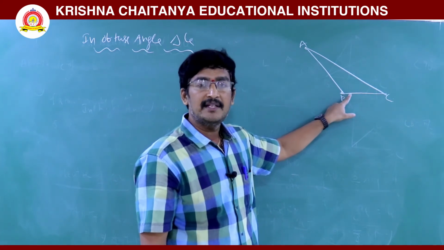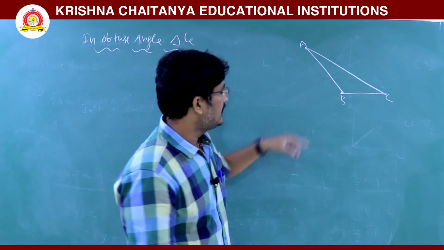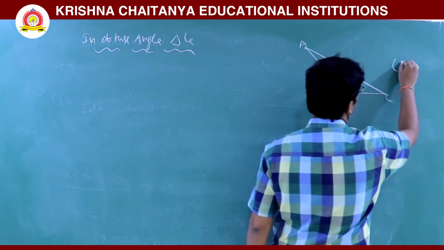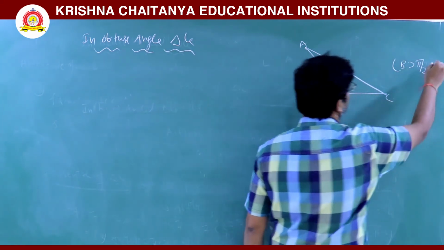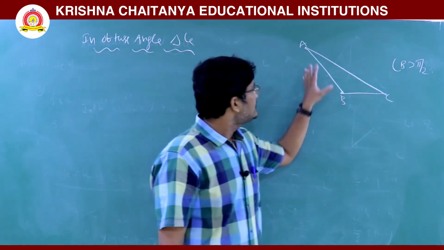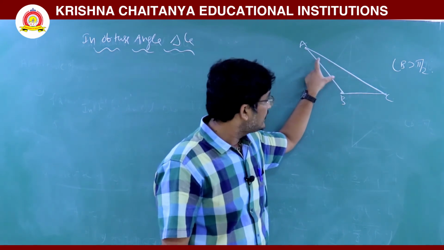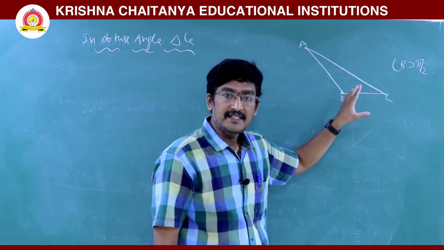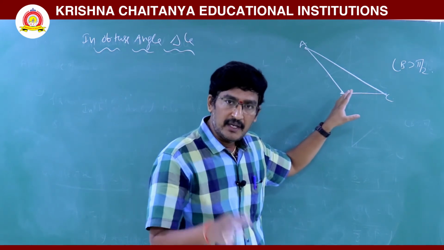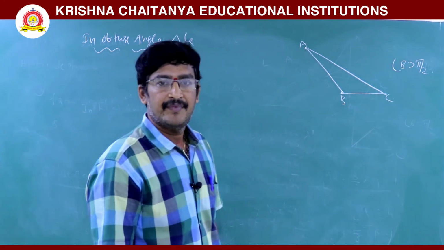So it is an obtuse angle triangle, because here angle B is greater than pi by 2. Pi by 2 means 90 degrees, pi by 2 radians. So what is the orthocenter of the triangle ABC? That means where is the orthocenter located for this obtuse angle triangle? That is the question.